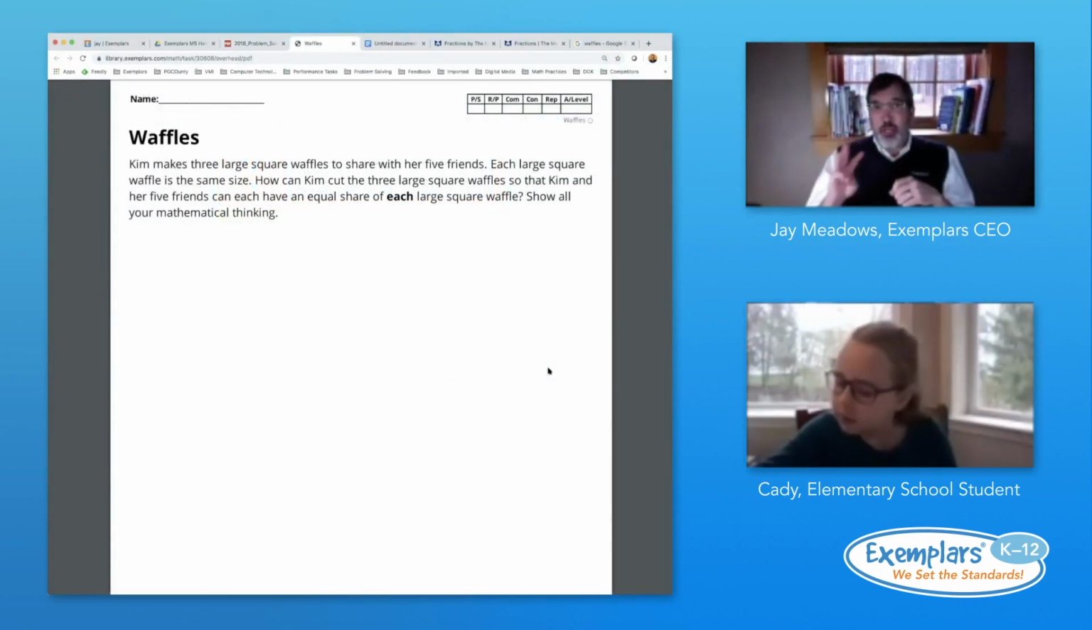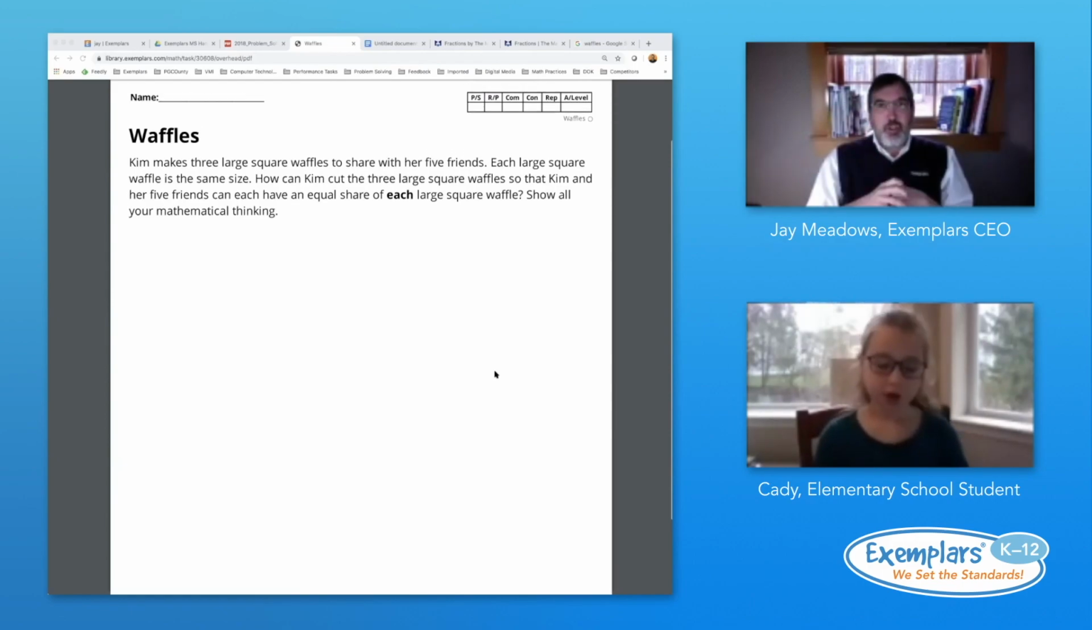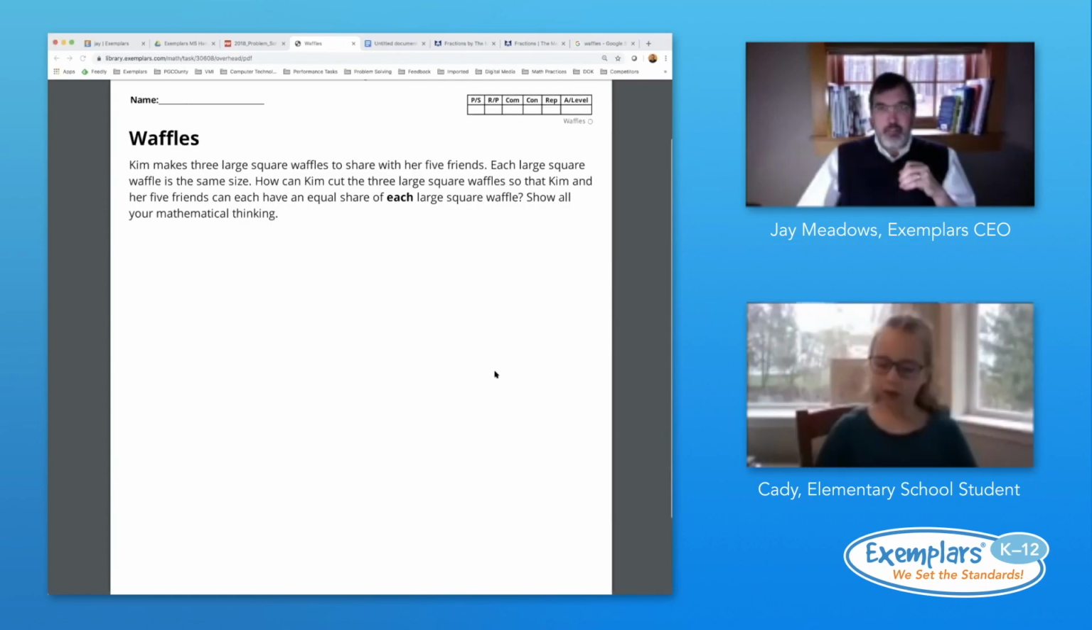Now, this third read, when you're reading, one of the things I want us to do is to pull out the important information in each sentence. So like underline as we go along. That sounds like a great idea. So Kim makes 3 large square waffles to share with her 5 friends. I think the important things in that are 5 friends and 3 large square waffles. Perfect. Each large square waffle is the same size. I think the important thing is same size.